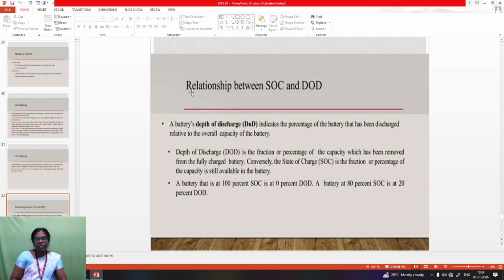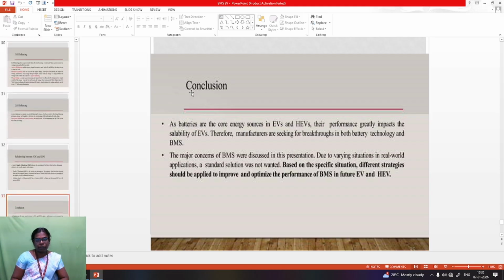A battery is at 100% SOC at 0% DOD. A battery is at 80% SOC at 20% DOD. This is mandatory for all vehicle batteries. Okay, 80% is the limit of SOC, state of charge, and 20% is the DOD.